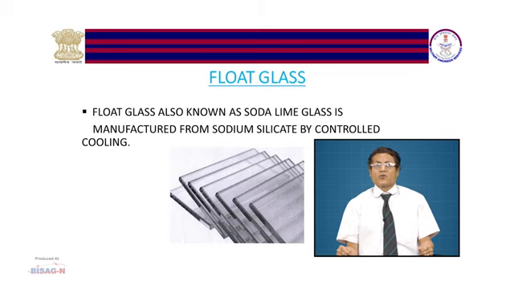Float glass, also known as soda lime glass, is manufactured from sodium silicate by controlled cooling. It has a superior quality of optical clarity. Float glass is available in various thicknesses ranging from 2 mm to 20 mm. It is used for window glass and other public glasses also.